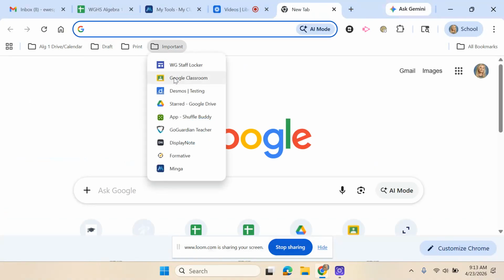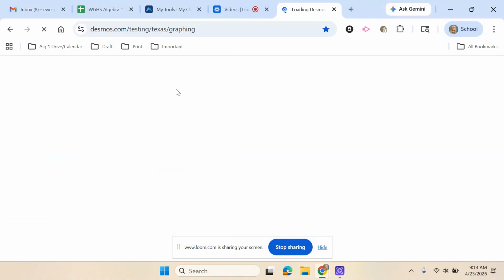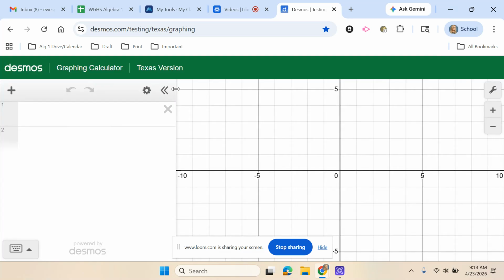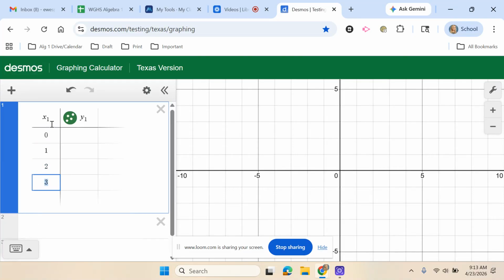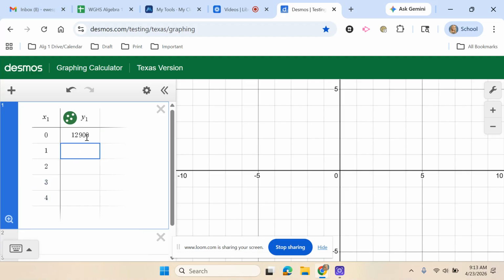Make sure you're in the Texas version to keep it comparable. Do plus table, and then I have 0, 1, 2, 3, 4. On this side, I have 12,900. Don't put any commas, or else it does not like that. 0, 7, 4, 9, 0, 9, 5.